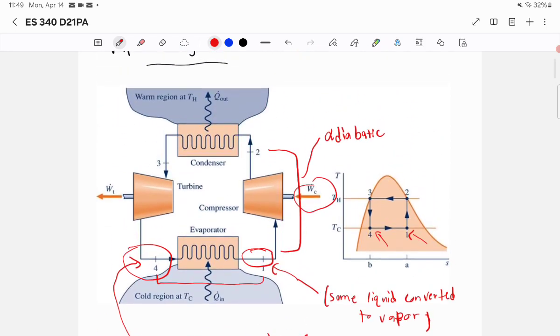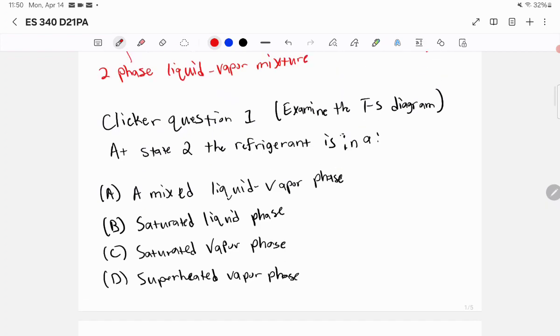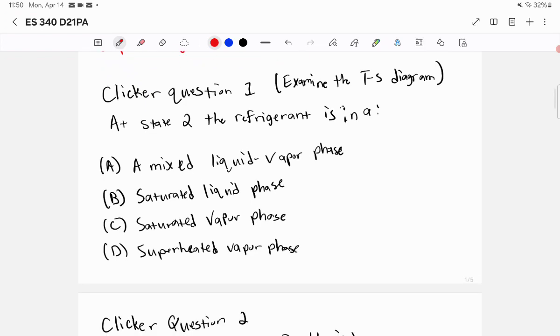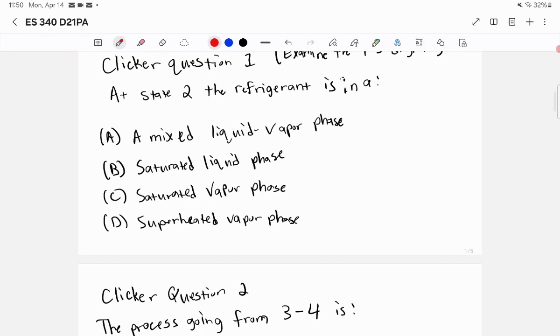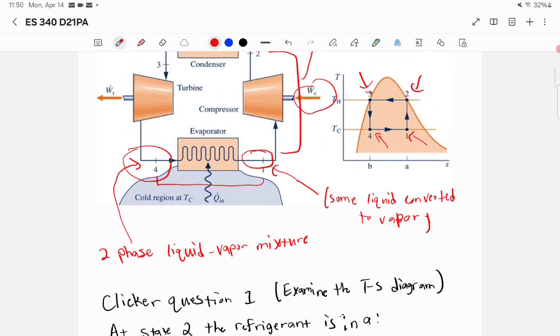And then it's going to go through some other phase changes as it goes throughout. I'm going to leave it to you to figure out what it is at state 2 and at state 3, because that's going to be the clicker questions. So clicker question 1: at state 2, is the refrigerant a mixed liquid vapor phase? Is it a saturated liquid phase? Is it a saturated vapor phase? Is it a superheated vapor phase? Okay, so at point 2.